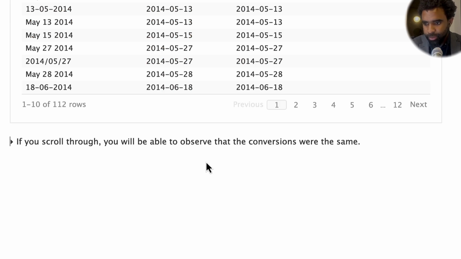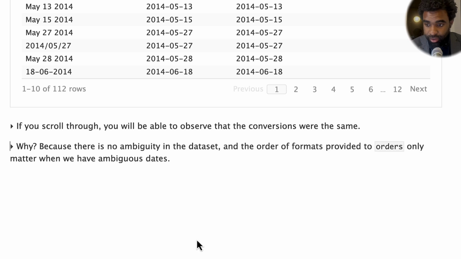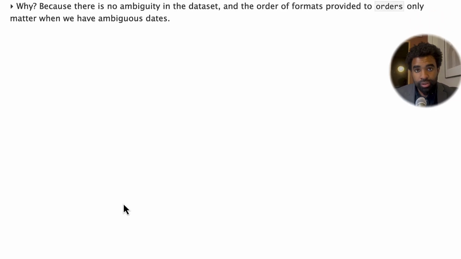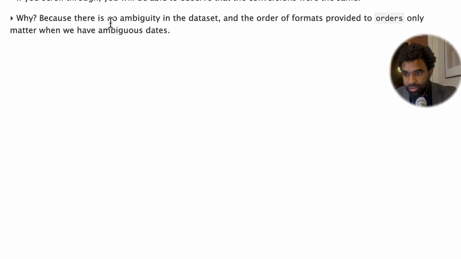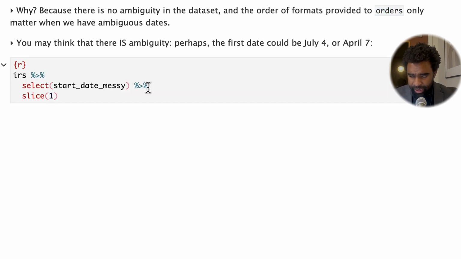Well, I'll tell you. Like I said, if you scroll through, you'll observe that these conversions are all the same. Now, the reason all these conversions are the same is because there's actually no ambiguity in this data set. And we know that the order in which you provide these elements to the orders function only matters when we have ambiguous dates. Let's dig in a bit deeper.